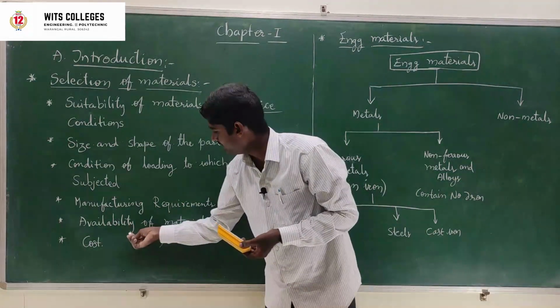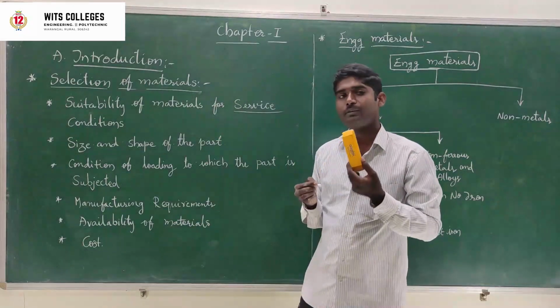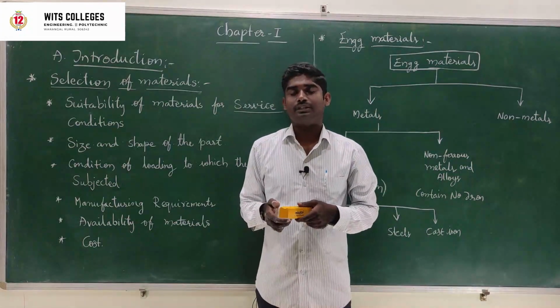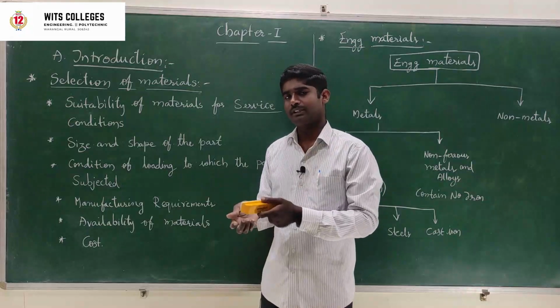Next, availability of material. Availability of material. For example, gold is one of the materials.